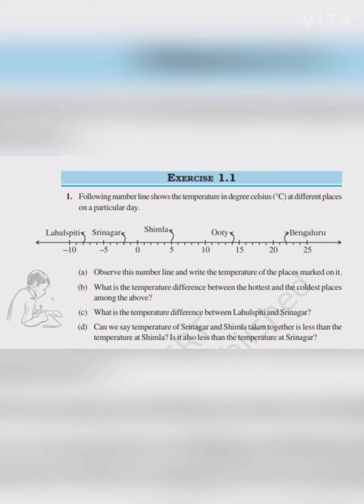It means that we have to find the temperatures of the places, those that are written on the number line. So the same thing is done in this question. In this question we have to make a table, and in the table we have to write places and temperatures.